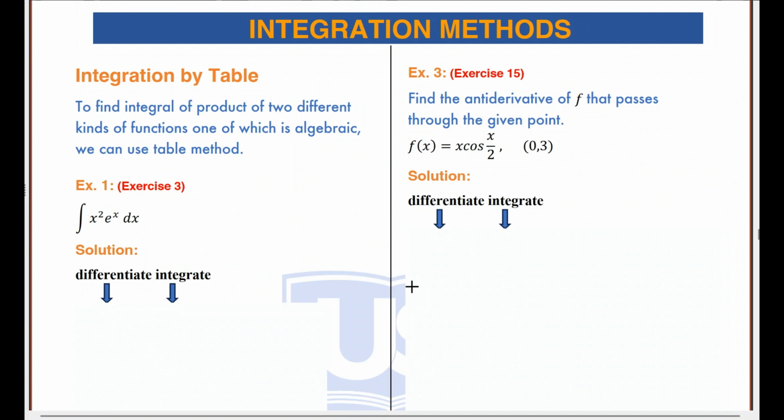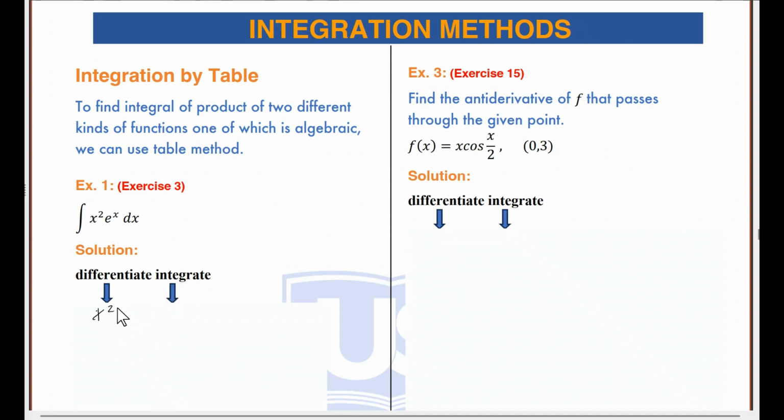So let's take a look at our first example, exercise 3 in the book. We are given the integral of x squared times e to the x dx. When I differentiate x squared, it is easier to differentiate this because as I differentiate x squared, it reduces complexity, right? It makes the function easier every time I differentiate it.